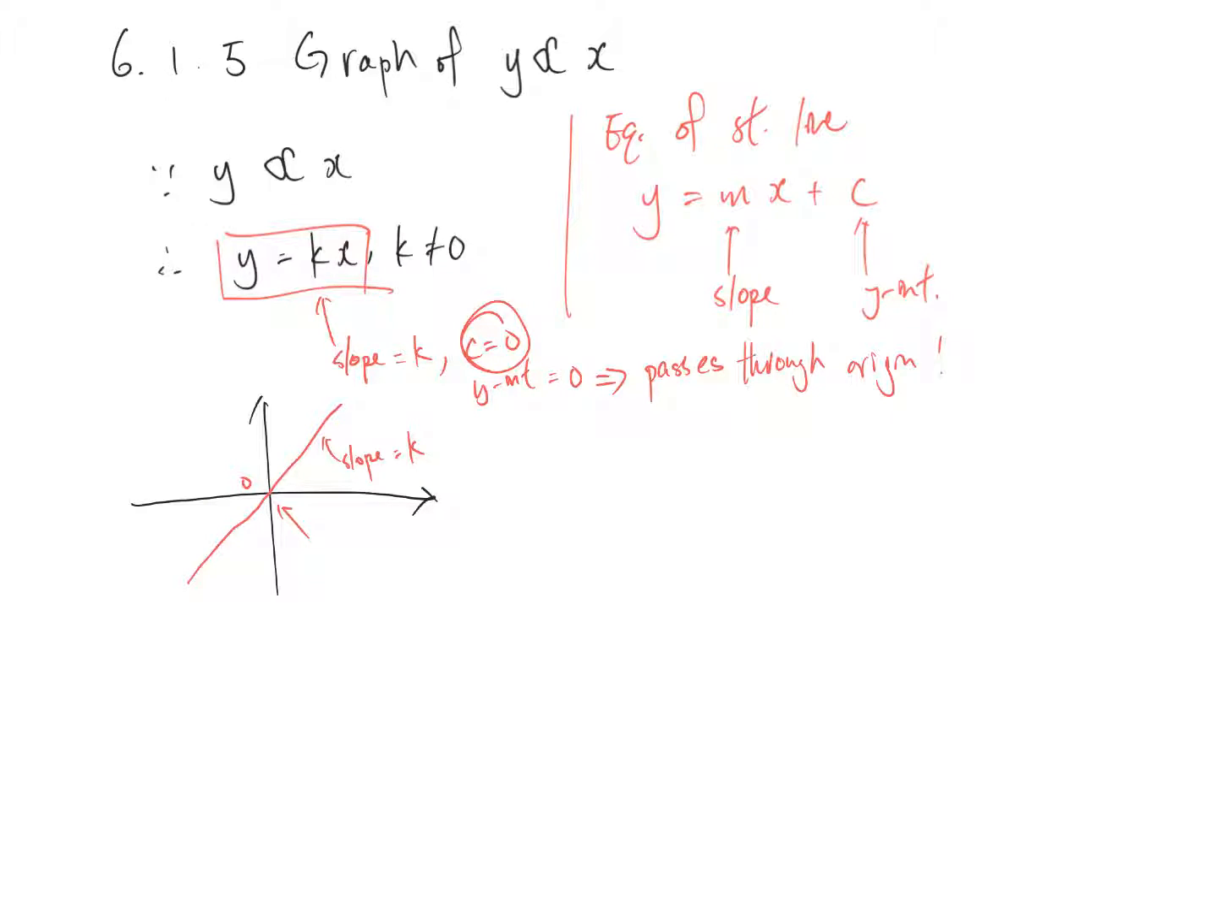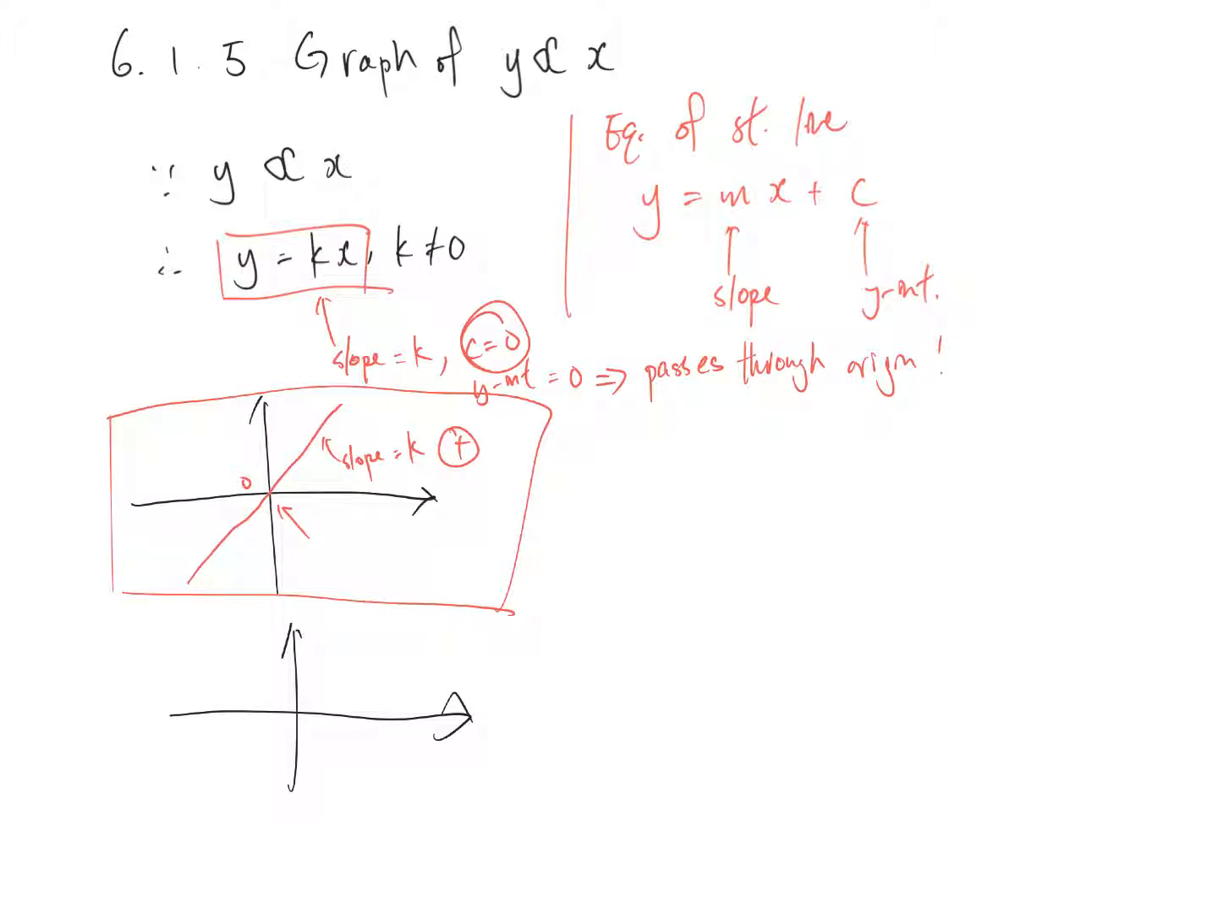Of course, this slope k may be a positive number or a negative number. If the slope k here is positive, then the graph looks like this one. If the value of k is negative, then the graph should look like this. Two things you need to pay attention to. First, it passes through the origin. Second, it is decreasing because the slope k here is negative. So, two graphs you have to bear in mind.